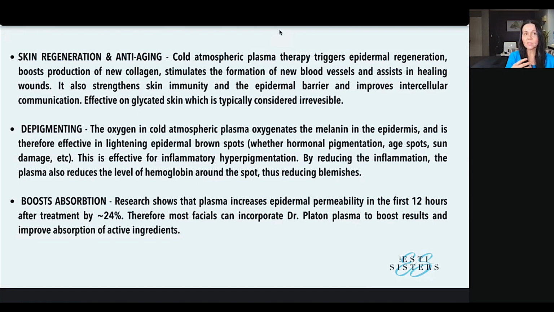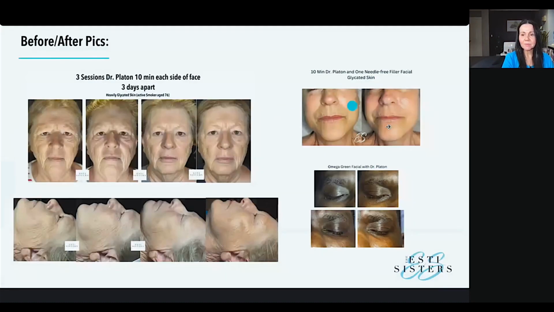So I'm using it with all my higher end facial treatments. I'm automatically incorporating DrPlaton in my treatments, even if it's just for a small 5 minutes, just to help with a particular issue or to help with product penetration. For anybody that has an issue like melasma or glycated skin or severe acne, for example, I would have them come in and do specific 20-minute sessions that I would do in series to work on resolving a particular issue.